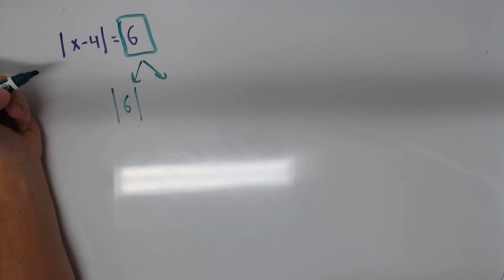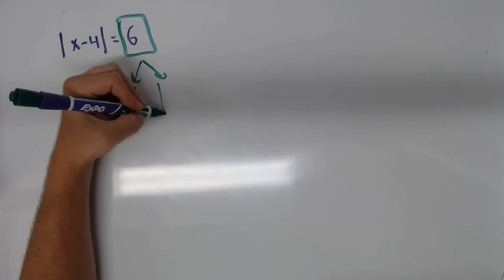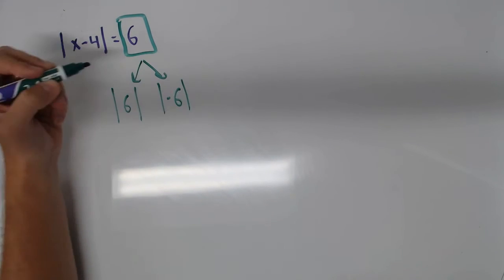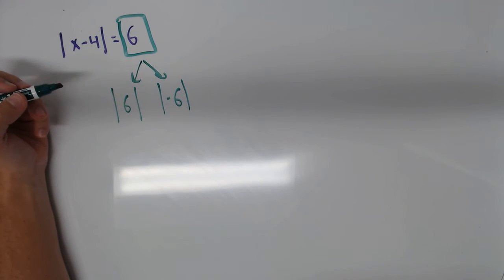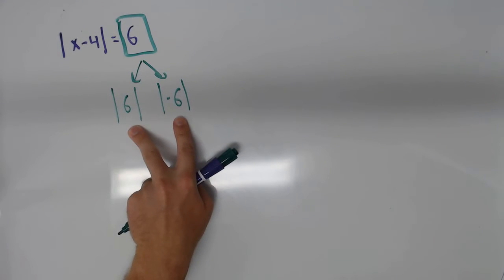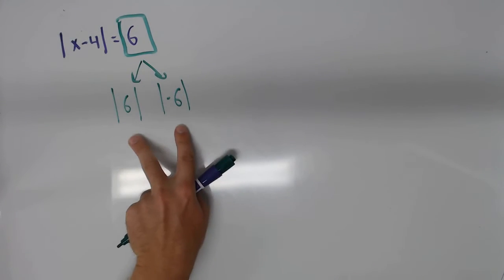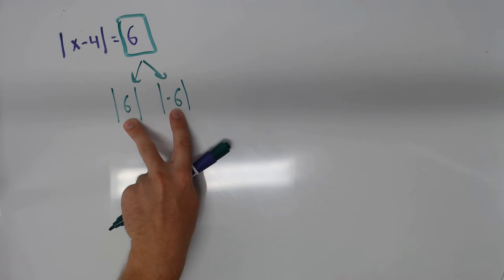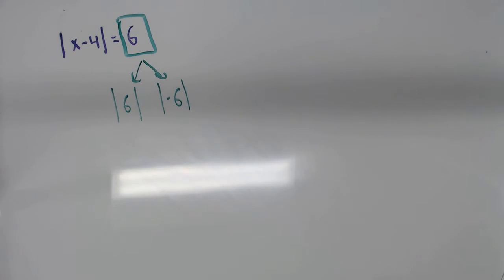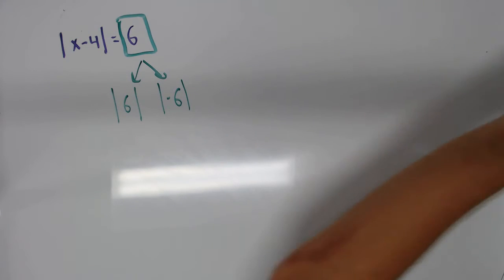The obvious one is just 6. Negative 6 is the less obvious one. But because of that, I can have this absolute value equal either of those, and it'll still work. Those are going to be my two solutions. So let's erase that quick.